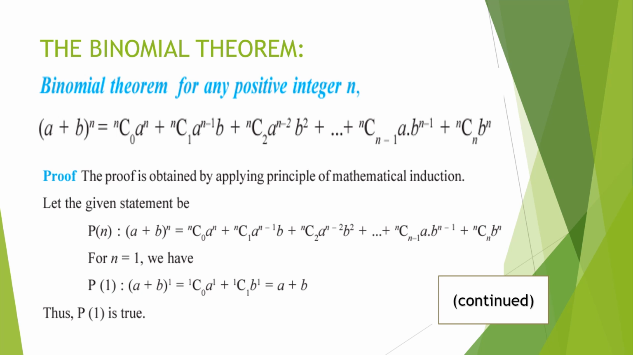Now what is our statement? Our statement, denoted by P(n), is the binomial theorem, (a + b)^n and its expansion. So first of all, for n = 1, what is P(1)? (a + b)^1 is the same as a + b. Can we write a + b as 1C0 a^1 plus the last term 1C1 b^1? So yes, it holds true for P(1).